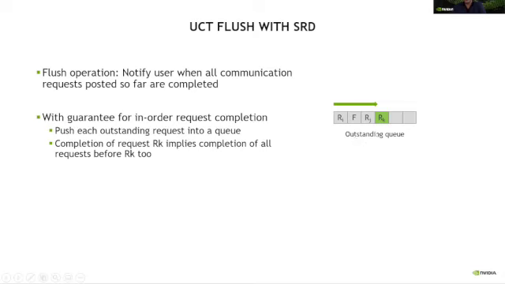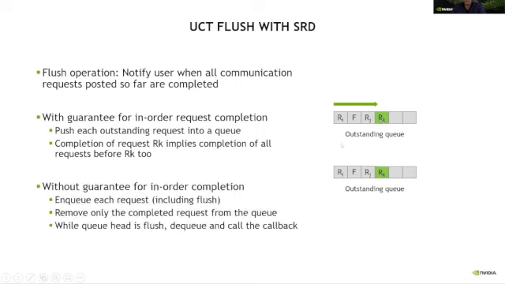And whenever a request such as R of K, for instance, in this example completes, we start dequeuing all the elements from the head of the queue up to and including R of K. And we call the corresponding callbacks if there are any. And we do this because completion of R of K, when you have in-order guarantees, means that all the requests before it have necessarily been completed. But without guarantee for in-order completion, we cannot do that.